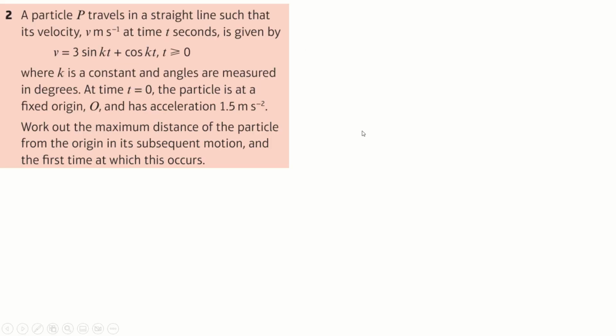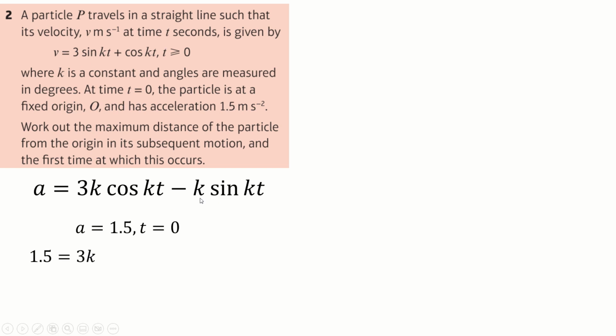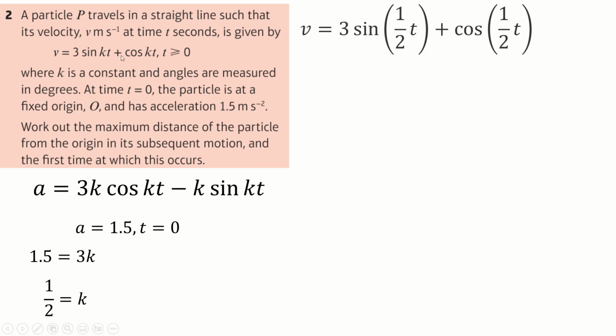Next then, we have velocity is this, and we know the acceleration is 1.5 when t is 0. So let's differentiate this first. To find this, k of course comes out the front, sine differentiates to cos, cos to minus sine. Set that when t is 0 to be equal to 1.5, and of course the sine will go away, the cos will become a 1, so you just get 3k as 1.5. So k is a half, so let's write this out again with k as a half.